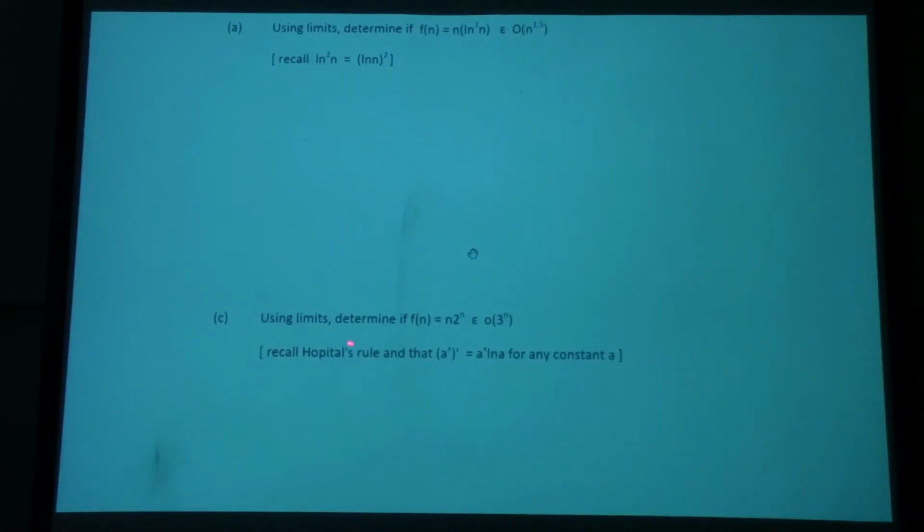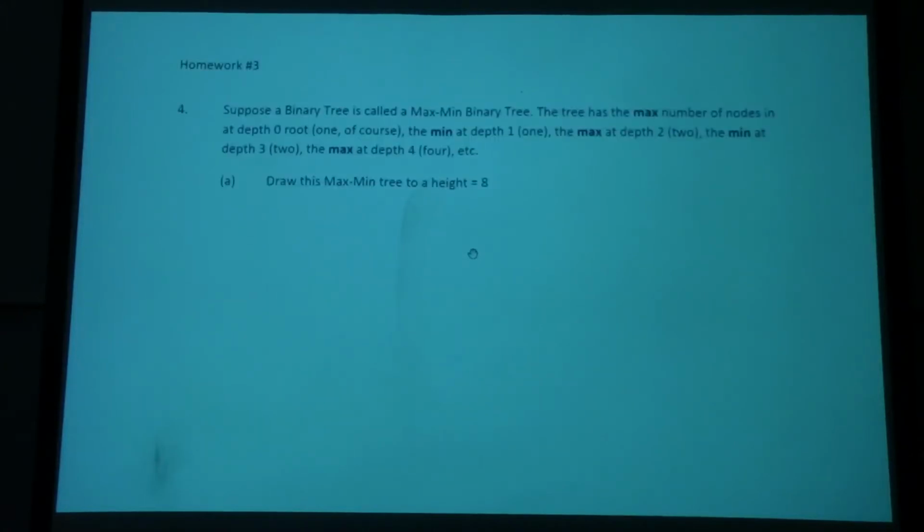Okay, so just a reminder, a to the x prime, the derivative of that, is going to be the same thing times ln a for any constant a. All right, so those are three problems. The last problem is the most interesting problem. I call this the thinking man's problem. You have to think on this problem.